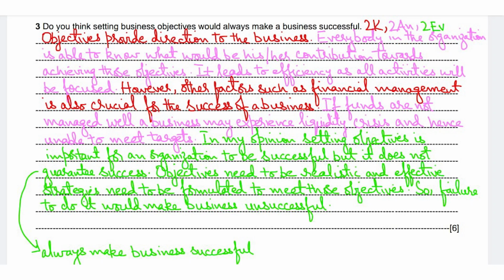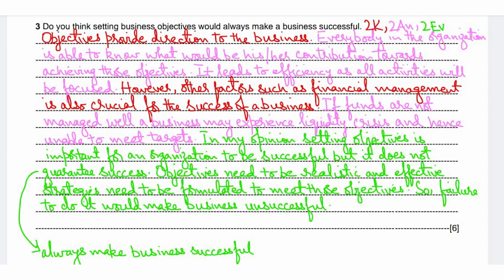Okay, now what will happen? How would it impact the business? Everybody in the organization is able to know what would be his or her contribution towards achieving those objectives. It leads to, or you can write hence, it leads to efficiency as all activities will be focused. So what is the effect on business? That efficiency will prevail in the organization. This is impact. You can go even further, but again you need to consider the space that is being provided to you, right? So you can write efficiency would lead to lower cost and profit, but if you have shown one impact, that is sufficient to get 1 mark for analysis.